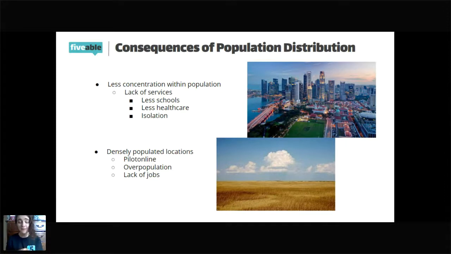And that might mean that people living in those diffused, less concentrated areas, living very independently in isolation, would have to travel long distances to be able to access some of these resources, right? To be able to access some services.